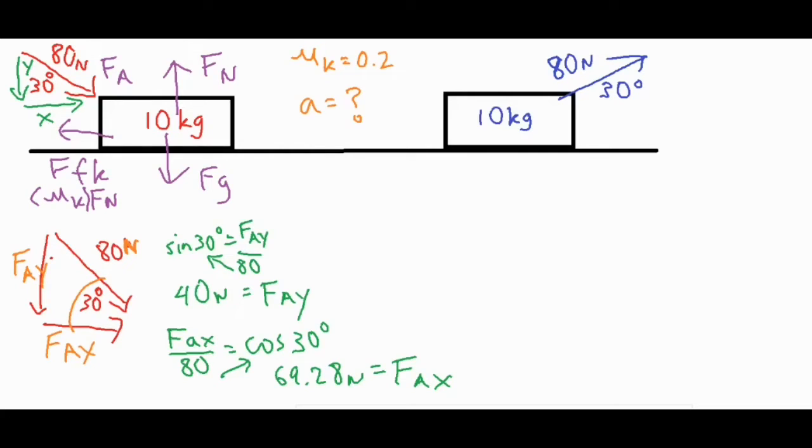All right, so that's the first thing you're going to want to do. I'm going to include both of those values right up here so that I can clear some space to show the work for both of these two larger calculations. So we got the FAY is 40 newtons, and we have an FAX of 69.28. All right, so let's clear this previous work and then set up our formulas for everything in the X and Y axis.